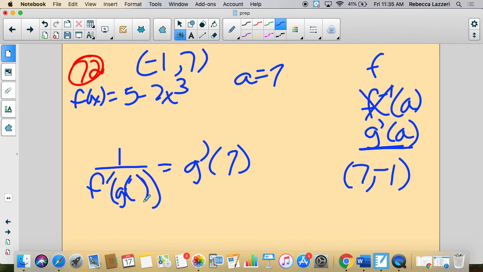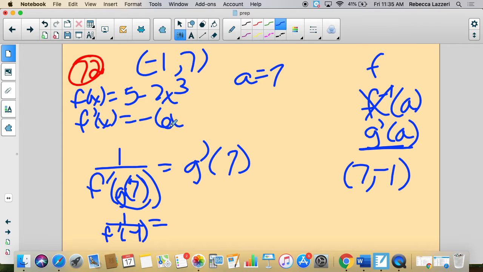And this will probably be more clear than the last one since I actually am filling in the number. Now what is g of 7? -1. And that's going to be my answer. So let's find the derivative. F prime of x is -6x squared. So I have -6x squared, and I fill in -1. And my answer is -1.